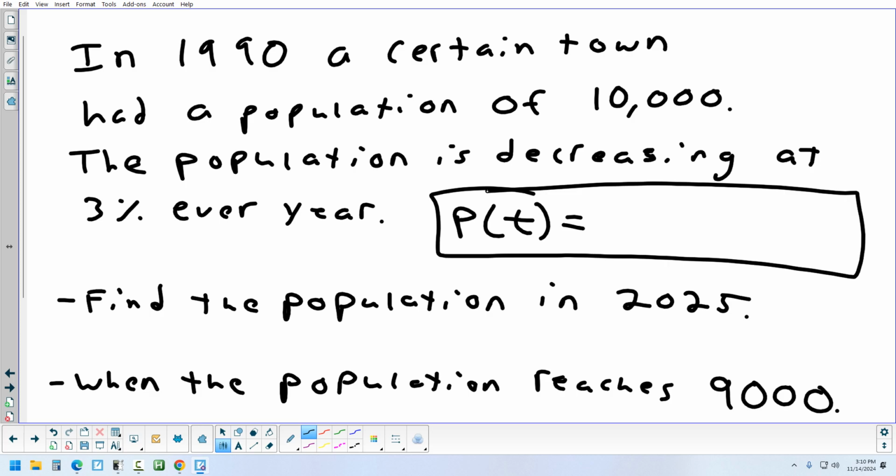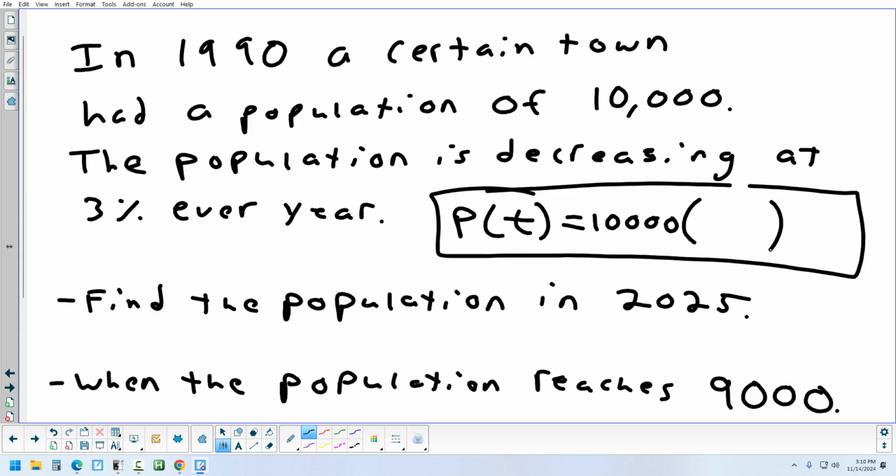When you write an exponential decay formula, what's the first thing that comes after the equal sign? The initial population, which in this case is 10,000. Now, if it was a half-life problem, we already know what to put inside there. We would just put a 1/2. This time it's not, so we have to figure out what goes in there.